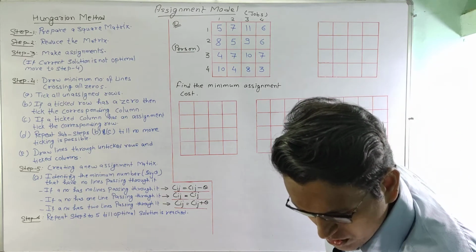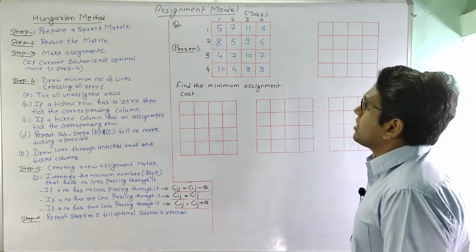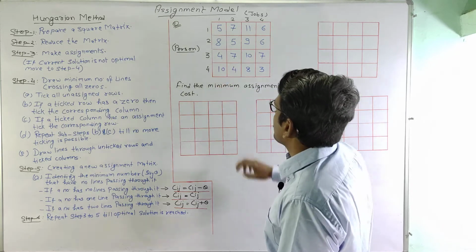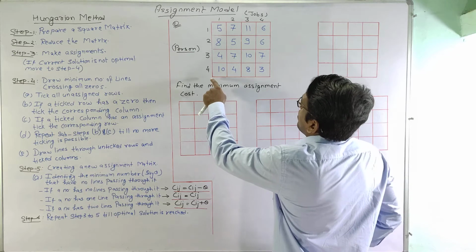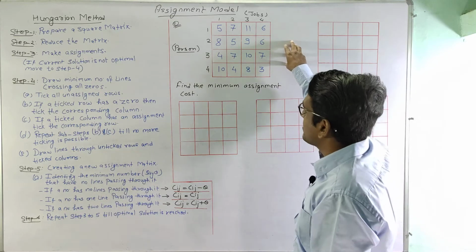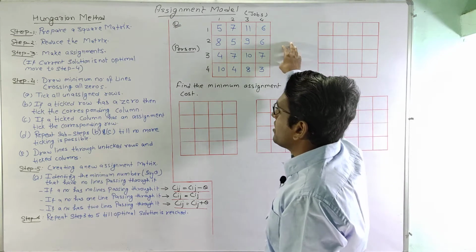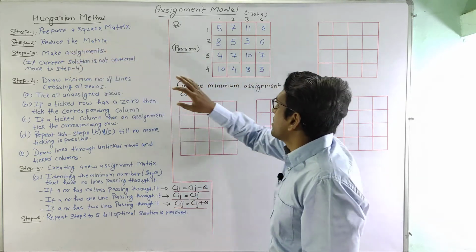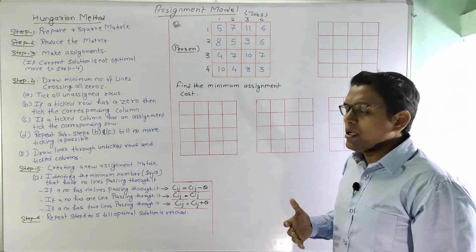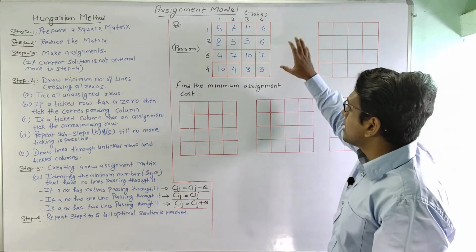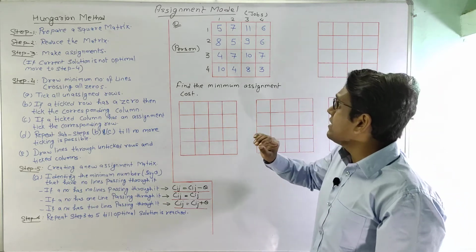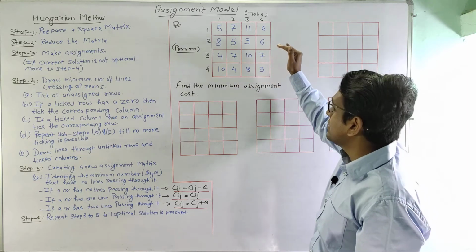So let us begin. The first step in the Hungarian method says to prepare a square matrix. That means the cost coefficient matrix has to be a square matrix. As we can see, it is already a 4 cross 4 matrix, so step 1 has already been satisfied. Moving on to step 2, it says reduce the matrix. We are going to reduce the matrix with the help of row reduction and column reduction. Reducing the matrix is done to get at least one 0 in each row and in each column.